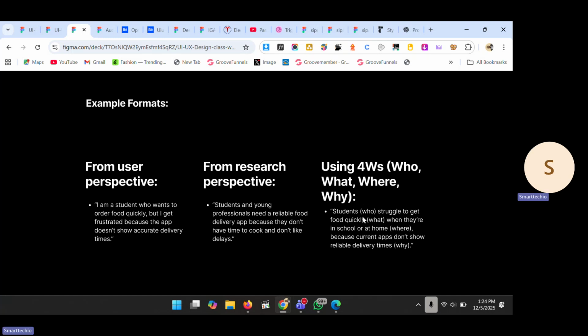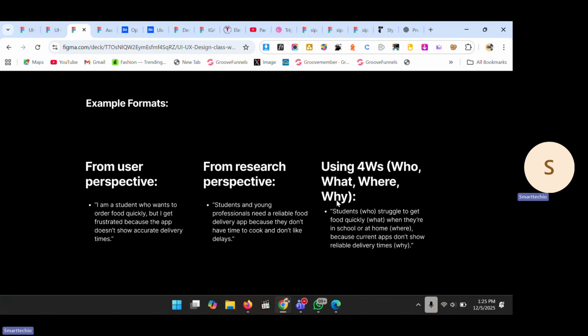The first one is students, which is the user. What are they struggling with? They struggle to get food quickly. Where? When they are in school or at home. Why? Because the current app doesn't show reliable delivery times. You see it. Let's take it from the user's perspective: I'm a student who wants to order food quickly, but I get frustrated because the app doesn't show accurate delivery. This is the problem the user is having.